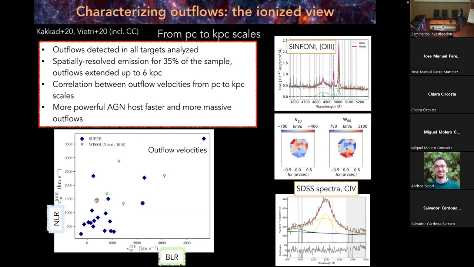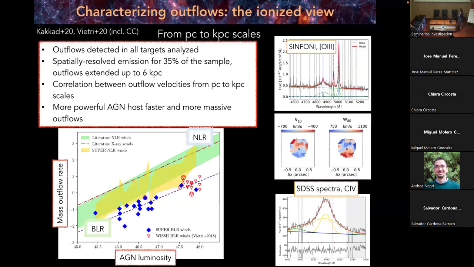We found also a correlation between the velocity of the outflows in the narrow line region and in the broad line region, meaning that the kind of outflows on smaller physical scale can affect the kinematics on larger physical scales. We also found that more powerful AGN, you see here on the x-axis, the AGN luminosity, drive faster and also more massive outflows. You see here this scaling relation of the mass outflow rate as a function of AGN luminosity.